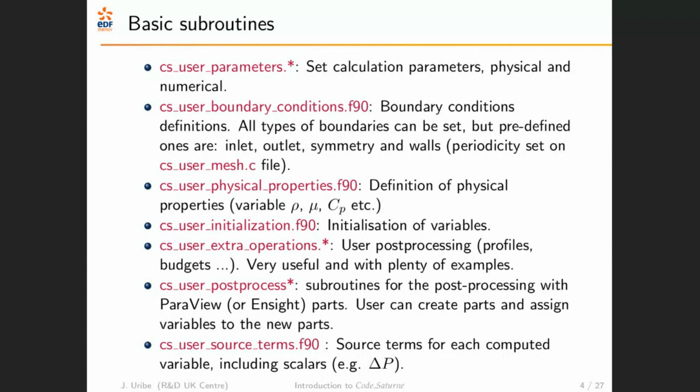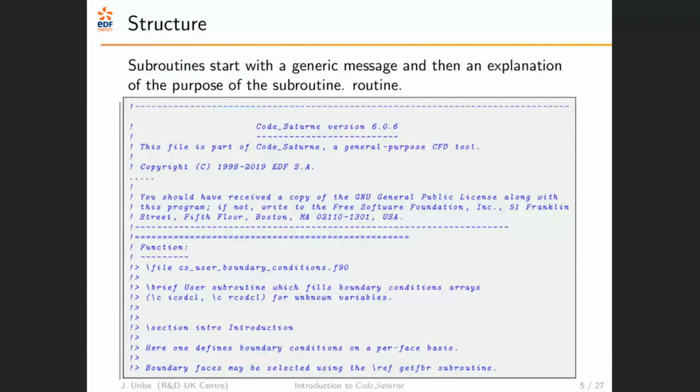And CS user source terms is also used in the next tutorial. It's the equivalent of what you were doing in the graphical interface of adding the momentum source term, but you can add source terms to all the equations, not just the momentum. So you can have them for all the scalars like temperature or concentration, but also turbulent variables, k, epsilon, omega, etc. You can see this allows you to do much more than what you can do in the graphical interface.